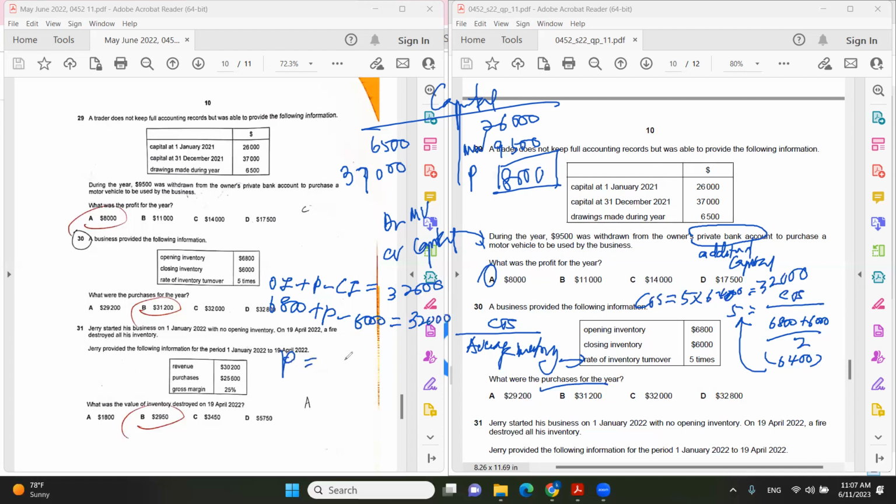So our purchases will be 32,000 minus opening 6,800. This one minus become plus 6,000. So total will be 32,000 minus 6,800 plus 6,000. So we get purchases is 31,200. So the answer should be B. Okay, next.